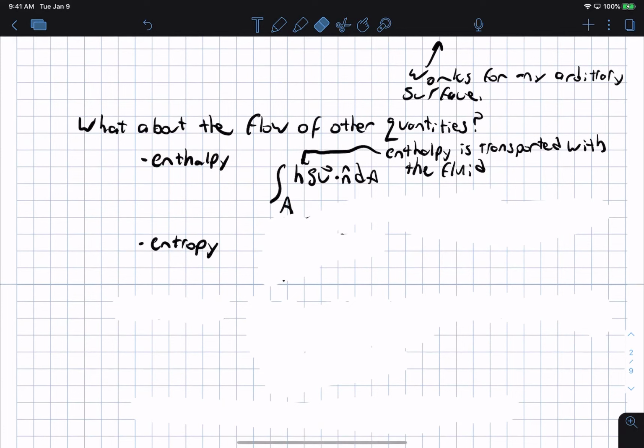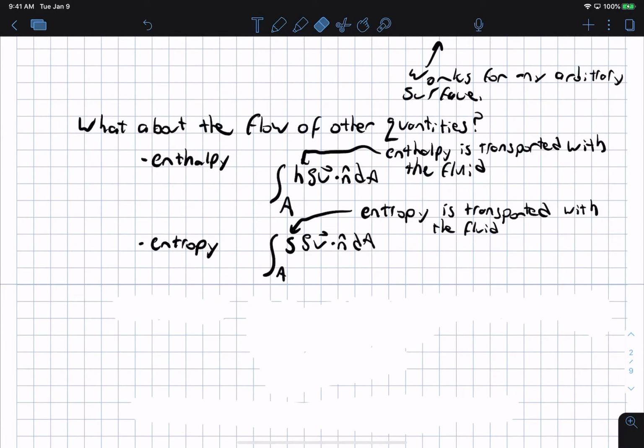Then for the entropy, we do the same thing. The net entropy flow rate through the surface is just given by the area integral of S times rho v dot n hat times dA, because again, entropy is transported with the fluid.